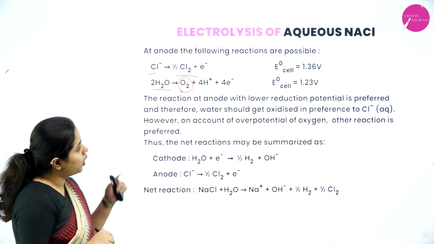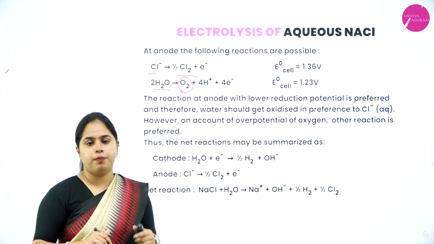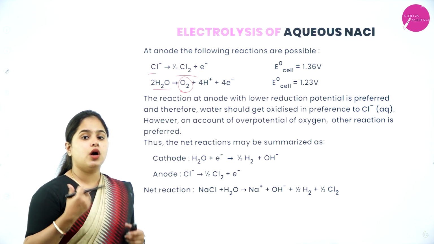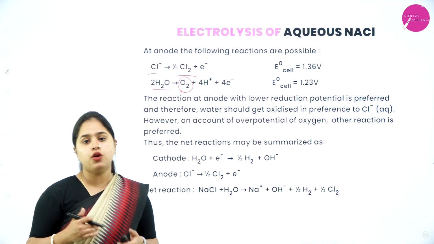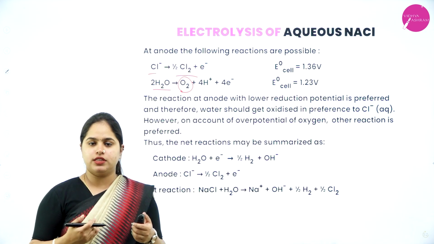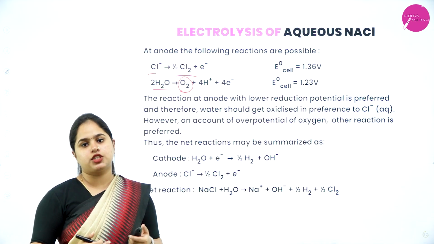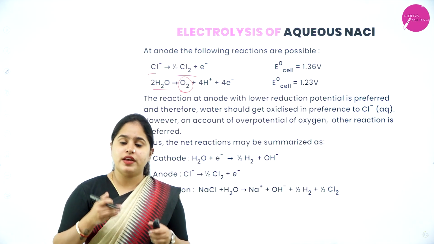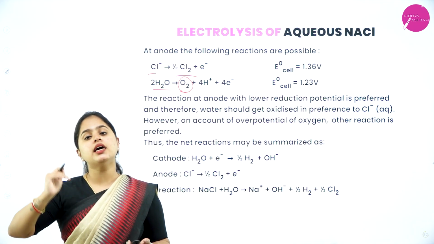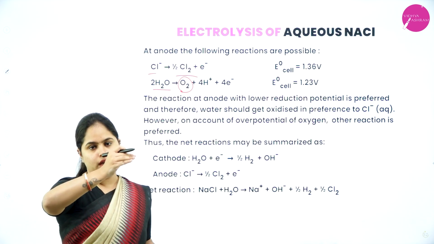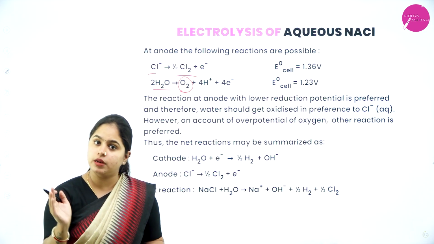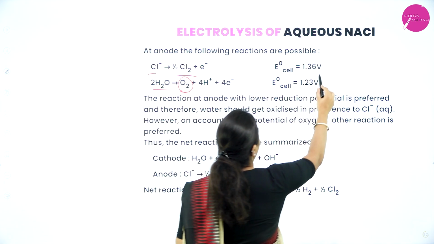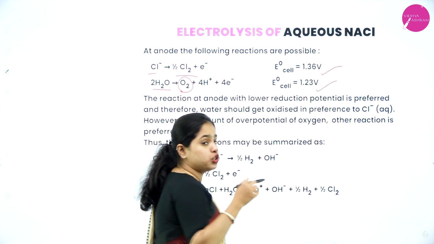So now again, which reaction will be preferred? Again, it is based on the standard reduction potentials. So now we are going to consider which will be the anodic reaction. Whichever electrode is having the lowest reduction potential will be considered as the anode. When we are talking about cathode, the higher reduction potential one will be the cathode and the lower reduction potential one will be the anode. So now compare these two. One is 1.36 volt, the second one is 1.23 volt.